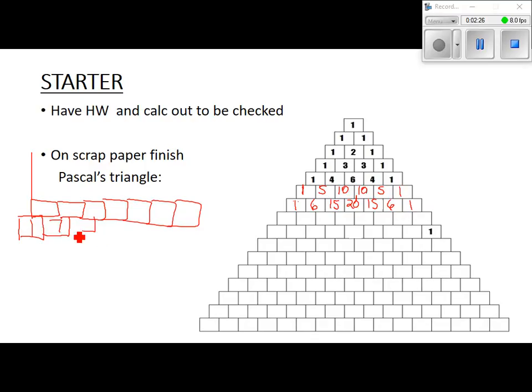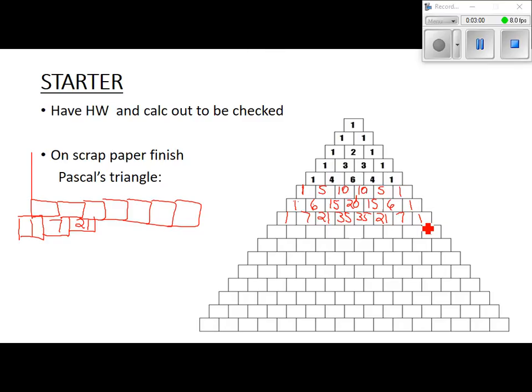Next block touches these 2, which is 21. So we got 1, 7, 21. So it makes sense now, Caleb? Yeah. So what's going to go right there? 35. Here. 35 again. Here. Be careful. 21. 21. Here.